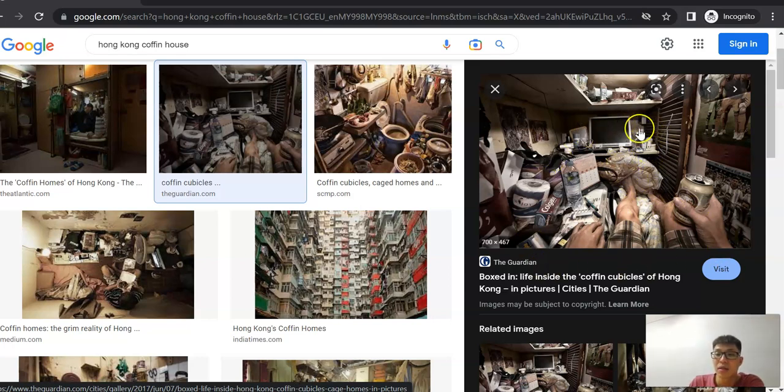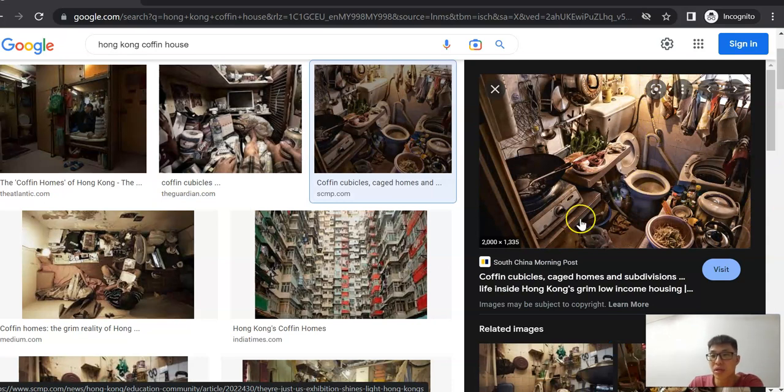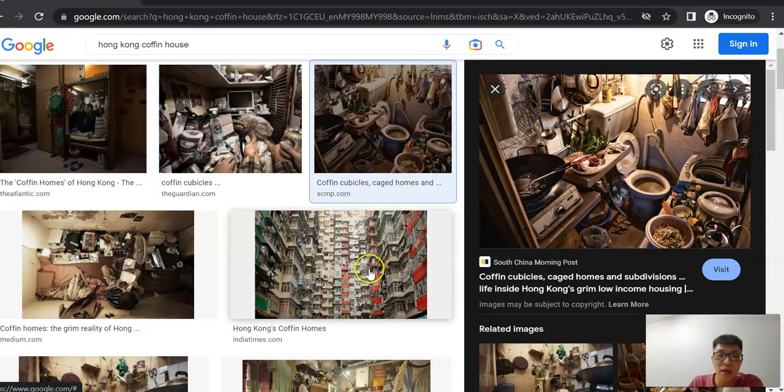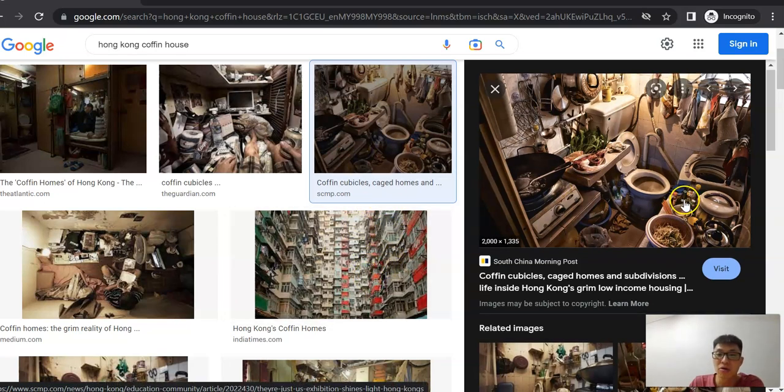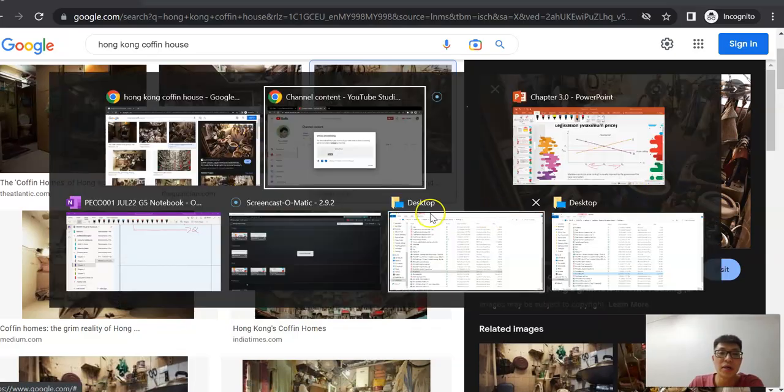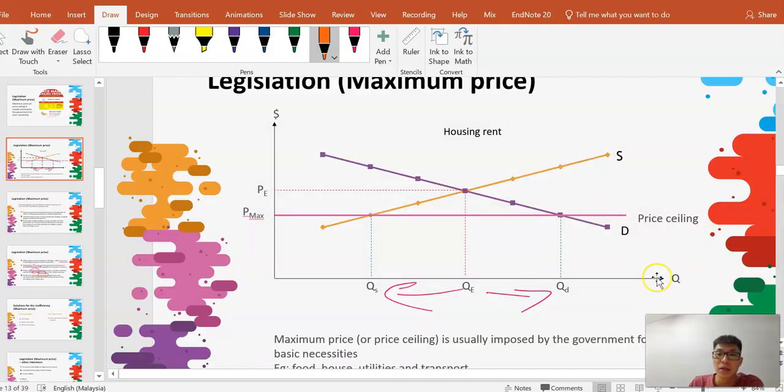Not really the kitchen, their bedroom, their study room, everything. And this can be their toilet together with the kitchen. It's known as the coffin house, and there are too many illegal coffin houses in Hong Kong that the Hong Kong government has no idea how to solve this problem, right? Because why? Because the current price is too expensive in Hong Kong. The rent is too expensive, right?